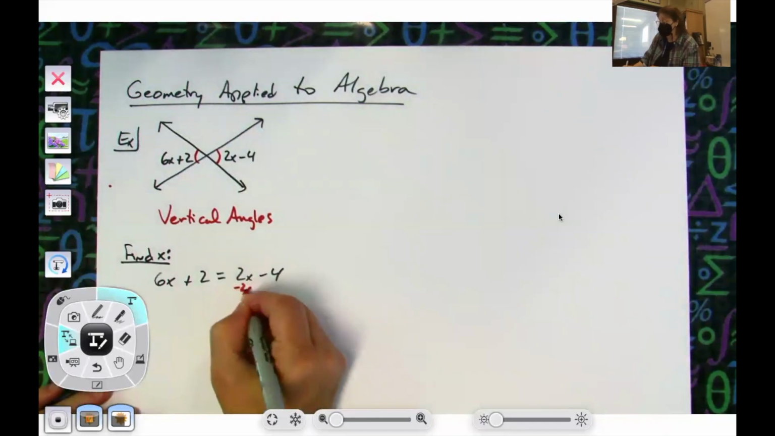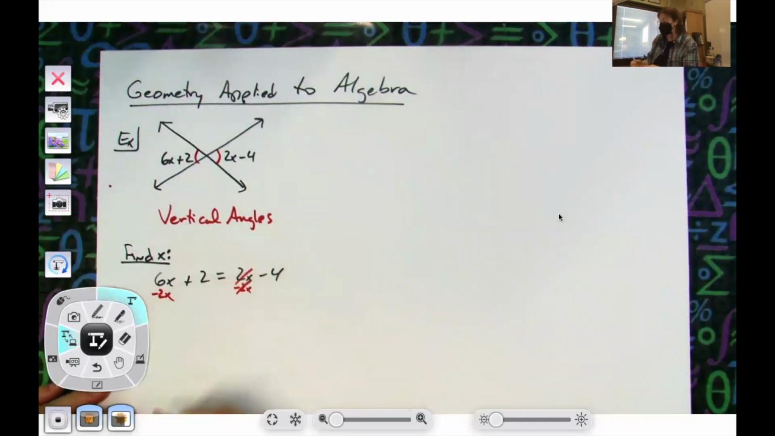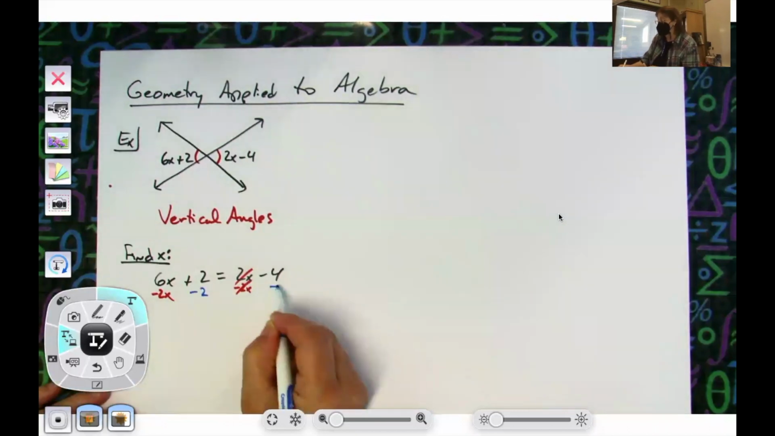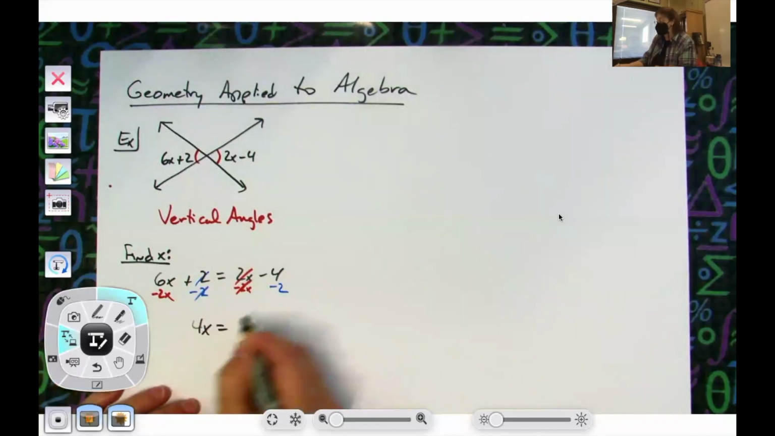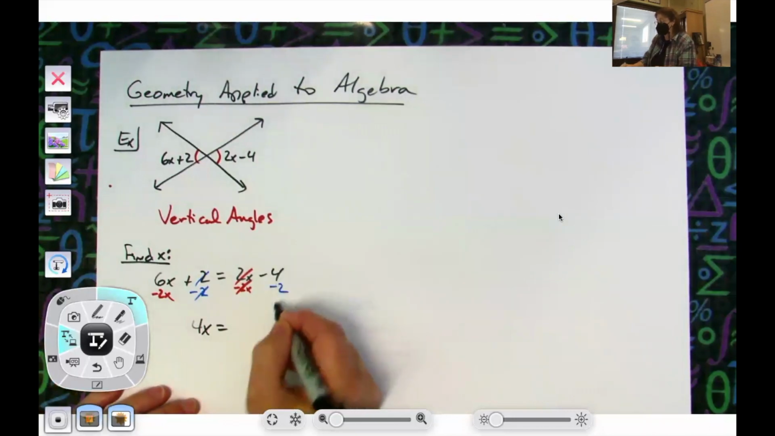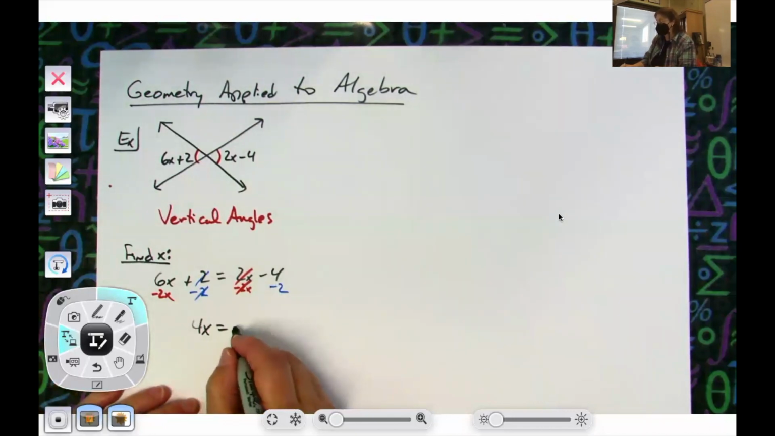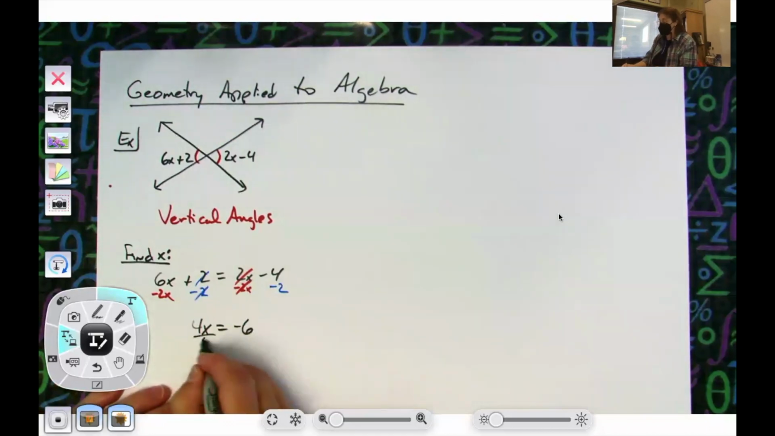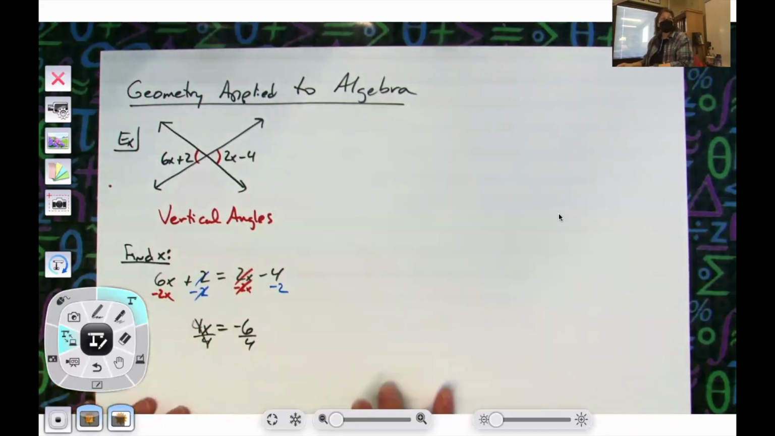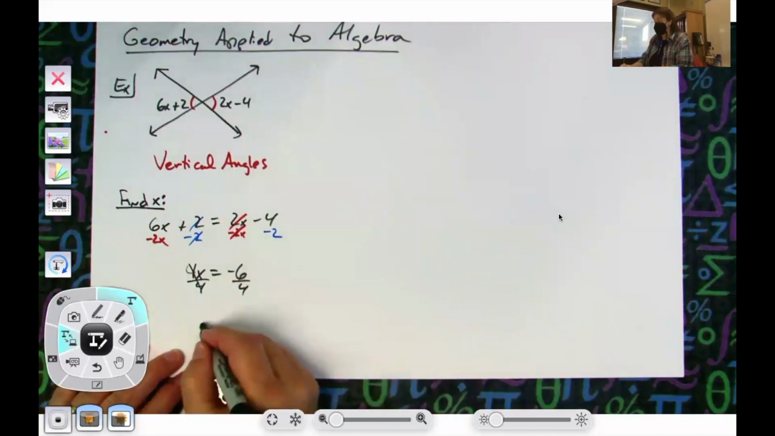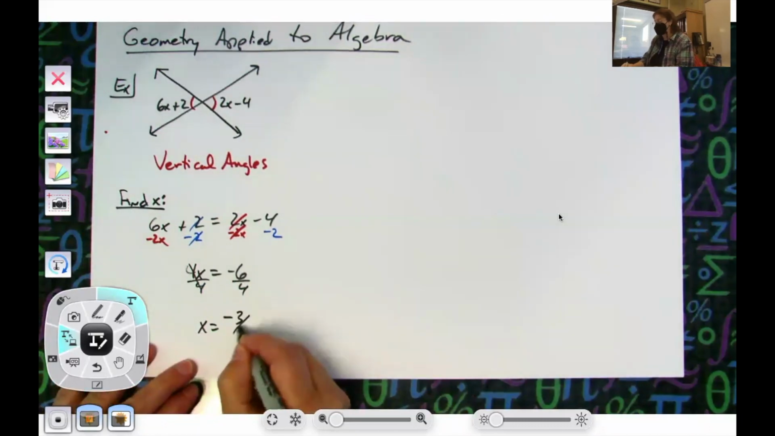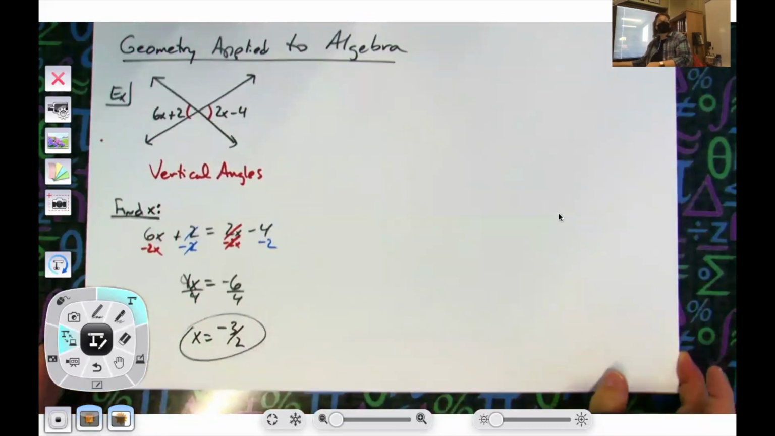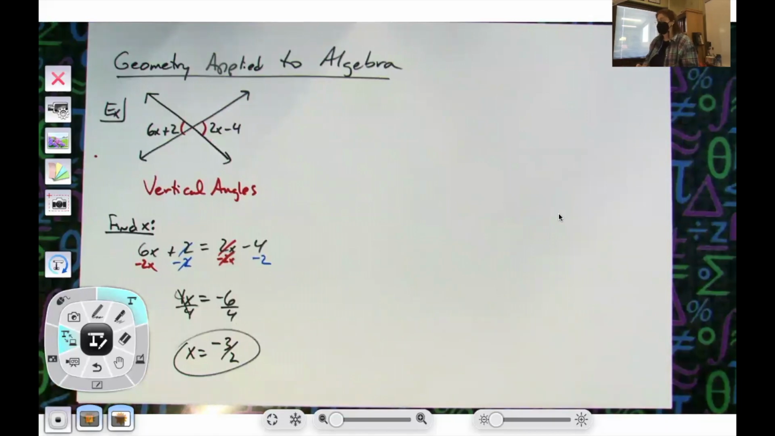So minus 2x, minus 2x. We did this all in the same step, so we subtracted 2 and subtracted 2. So what's that going to give me? It's going to give me 4x equals negative 6. Divide by 4, divide by 4. Now, how are you going to write your answer? x equals negative 3 halves. Just leave it 3 halves. No reason to turn it into a mixed number. No reason to turn it into a decimal. Leave it like that. There's nothing wrong with that.